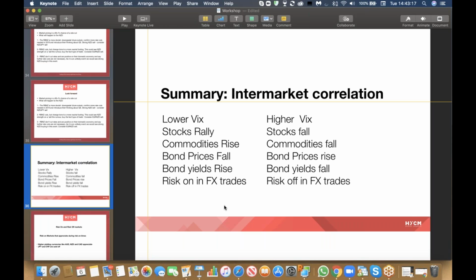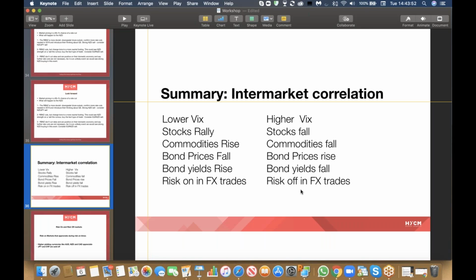We see the commodity currencies increase. When you've got a higher volatility index, stocks falling, commodities falling, bond prices rising, yields falling, get risk off. That's when you see yen, Swiss franc strength, gold strength in certain circumstances, and Australian dollar and New Zealand dollar weakness. So oftentimes the currency pair traded as a proxy for global risk is the Australian dollar Japanese yen pair, because it's a very sensitive pair to risk.